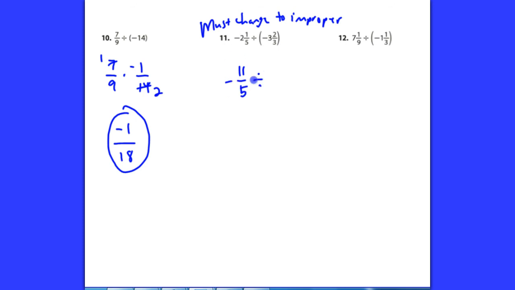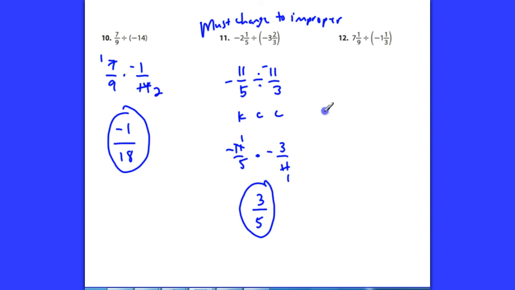Don't do the keep, change, change until after you've done this. 3 times 3 is 9, 10, 11. Here's another 11. Remember, the bottom number stays the same, and that's a negative sign as well. Now you do keep, change, change. All right, keep the first number, change it to multiply, and change it to the reciprocal. Right there, you've got it. 11 has a common factor. A negative times negative is positive. So 1 times 3 is 3. And 5 times 1 is 5. And there it is for you.